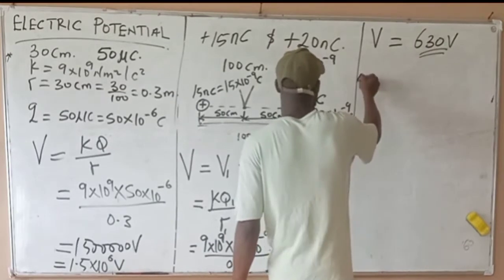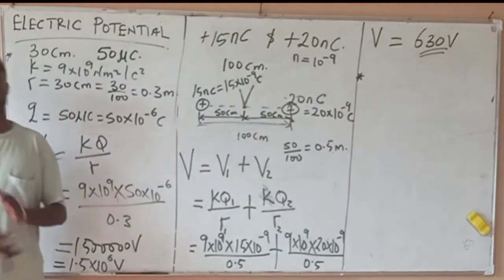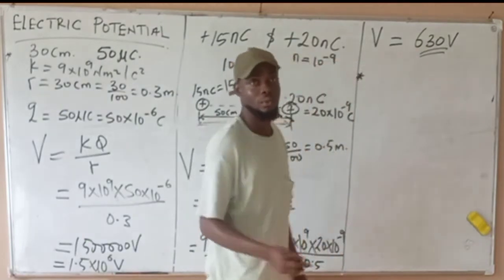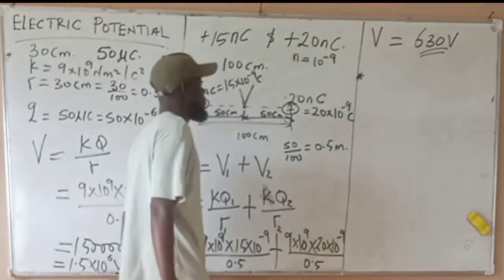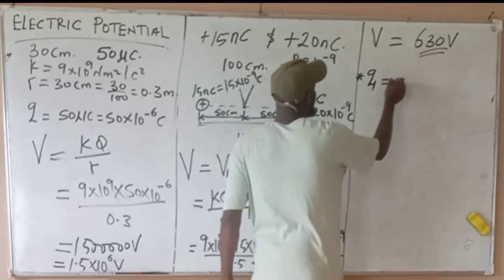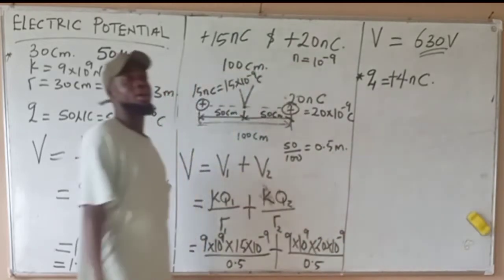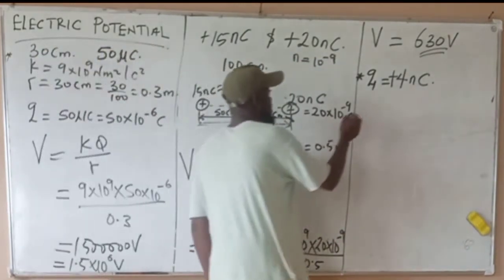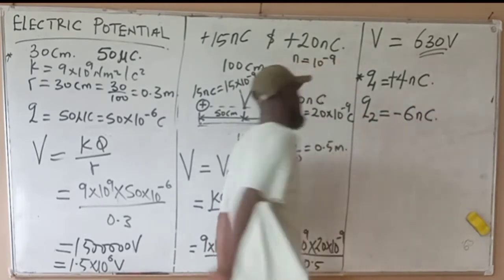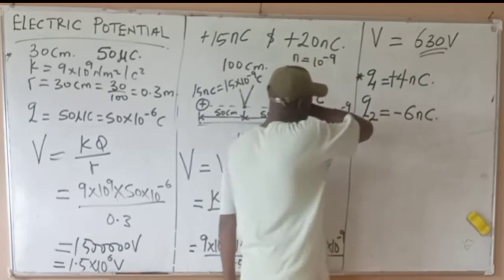Then, let's try this question now. Look at this question. Charges Q1 equal to plus 4 nanocoulomb and Q2 equal to minus 6 nanocoulomb.